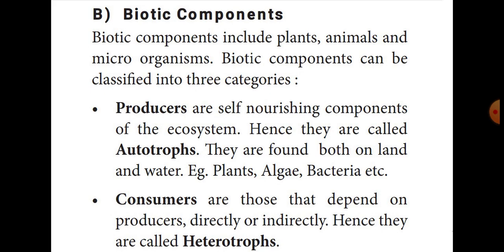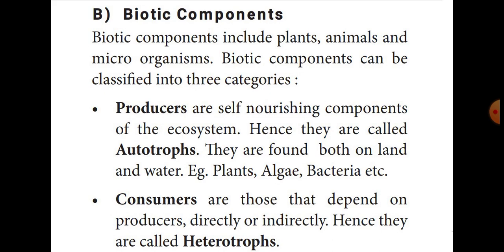Then the second category is the consumers. Consumers depend on producers, directly and indirectly. So they are called heterotrophs. Heterotrophs means they depend on the producers.